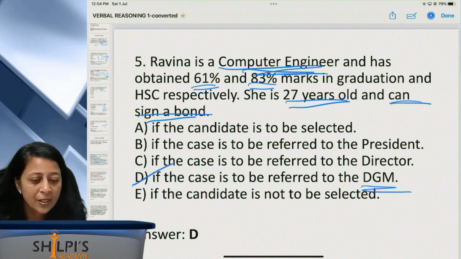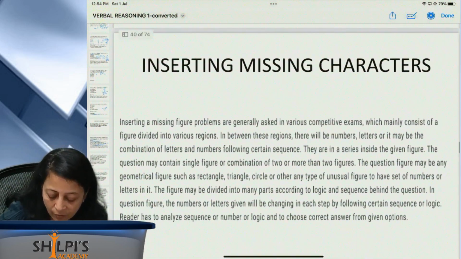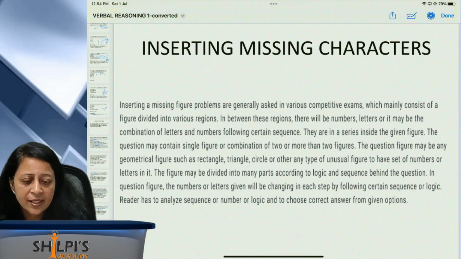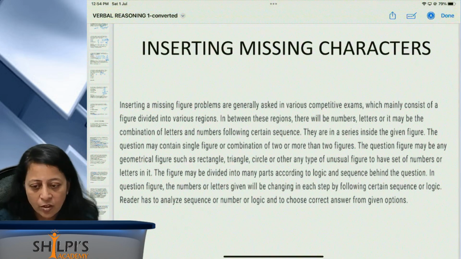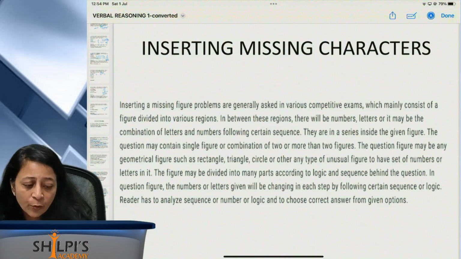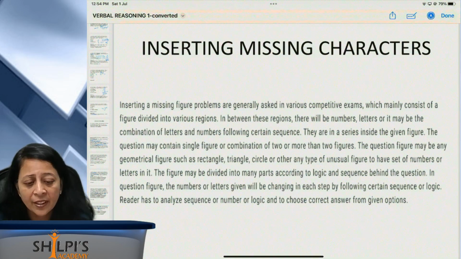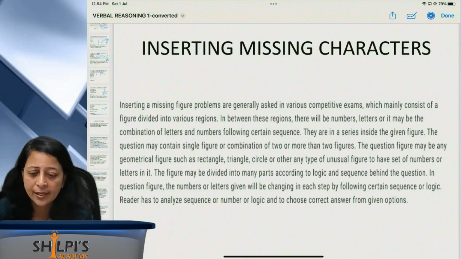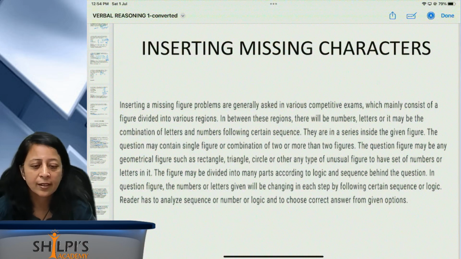Okay. So, you have to be careful, students, while you are studying each and every line in the word. Okay. The next topic is inserting missing characters. Inserting missing figure problems are generally asked in various competitive exams, which mainly consist of a figure divided into 4 regions. In between these regions, there will be numbers, letters, or a combination of letters and numbers following a certain sequence.